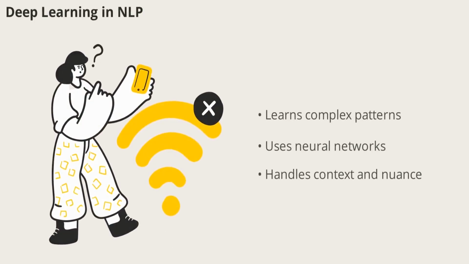Deep learning has revolutionized NLP by enabling computers to learn complex patterns in language. Neural networks, especially models like transformers, have achieved remarkable results in tasks like translation, summarization, and question answering. Deep learning allows NLP systems to handle ambiguity, context, and nuance more effectively than ever before.